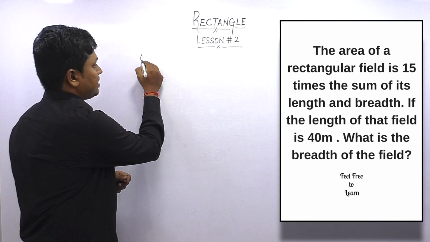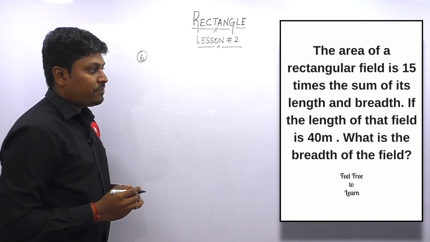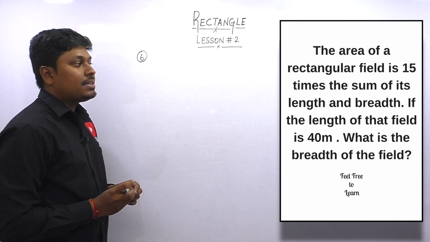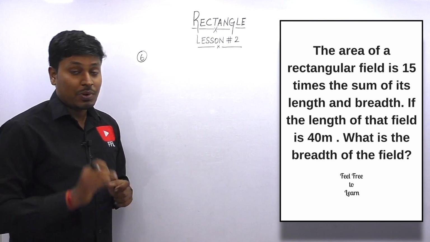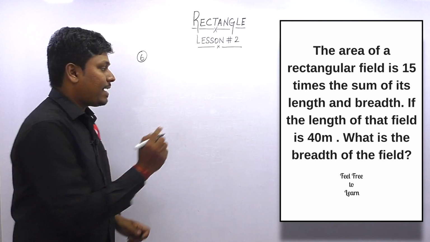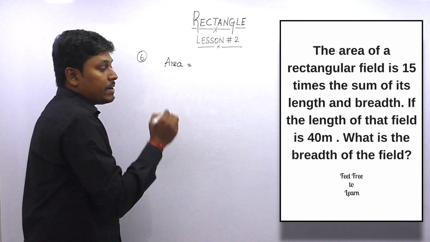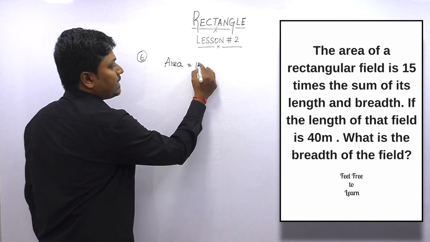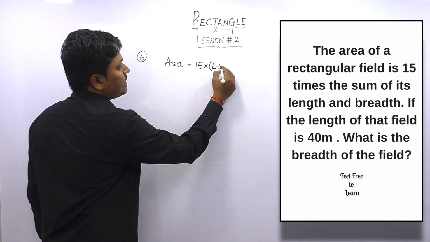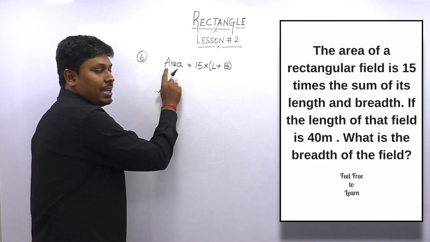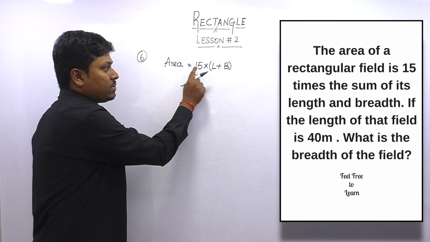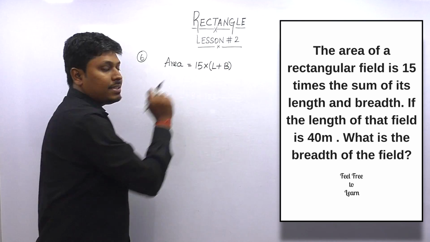Question number 6. The area of a rectangular field is 15 times the sum of its length and breadth. So what they are saying is the area of a rectangle is equal to 15 times the sum of length and breadth. Friends, understood? So area of rectangle is equal to 15 times the sum of length and breadth.